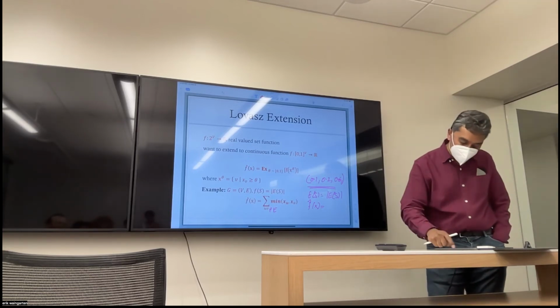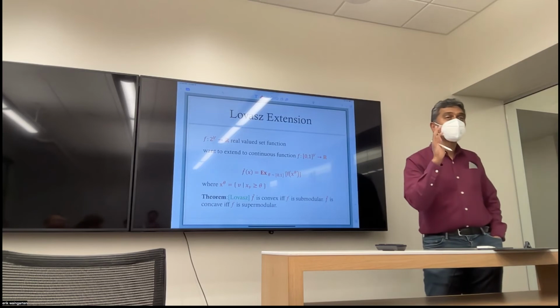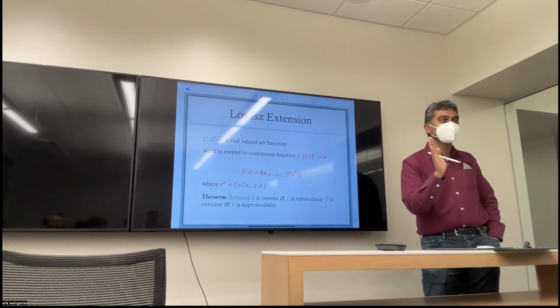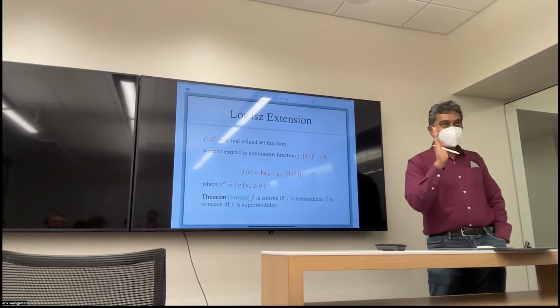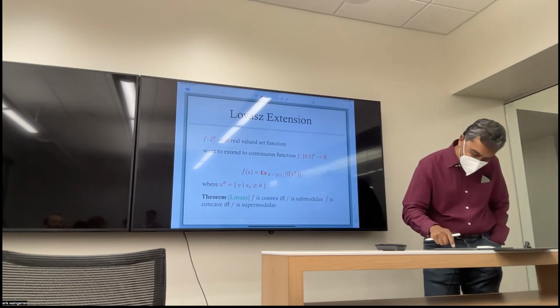So anyway, that's why. Whenever you want to optimize with a submodular function, you should use a continuous extension. At least try it. If it works, it works. If it doesn't, okay, fine.